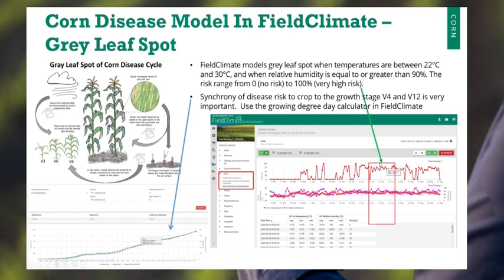The other point we talked about is being very aware of the synchrony of the disease in relation to the growth stage. So growth stage of V4 to V12, vegetative 4 to 12, is very important for this disease. And we can use growing degree days to calculate our growth stage using our growing degree day calculator in FieldClimate as well. So now we can look at the synchrony of that field in relation to the disease risk.